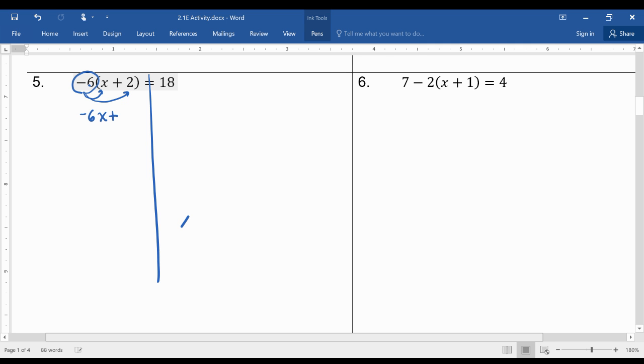-6x plus -6 times 2 is -12 equals 18. Next, I'm going to add something to both sides to get -6x alone, and I'm going to add 12. 18 plus 12 is 30. And because the coefficient is negative, I need to divide both sides by -6. So x equals 30 divided by -6, which is -5.